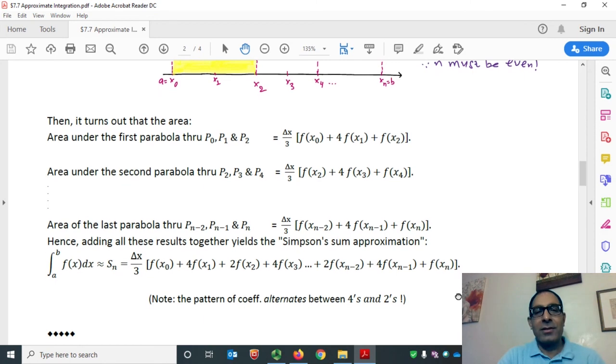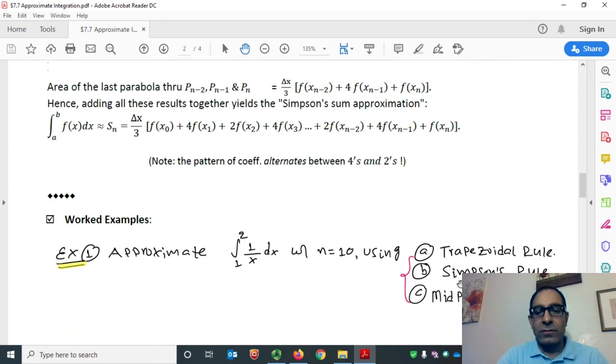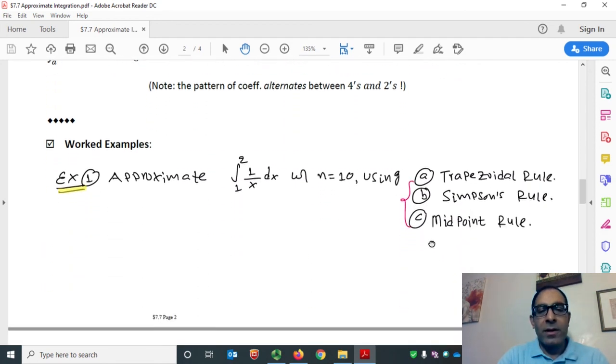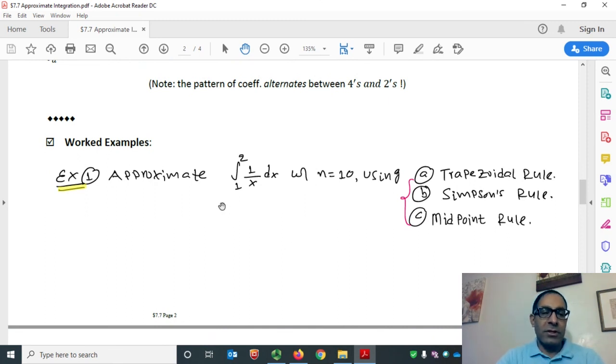Now let's do some examples. So example 1, approximate the definite integral of 1 over x from 1 to 2 by taking n equals 10 partitions using the trapezoidal rule, Simpson's rule and midpoint rule. Great. Let me scroll down.